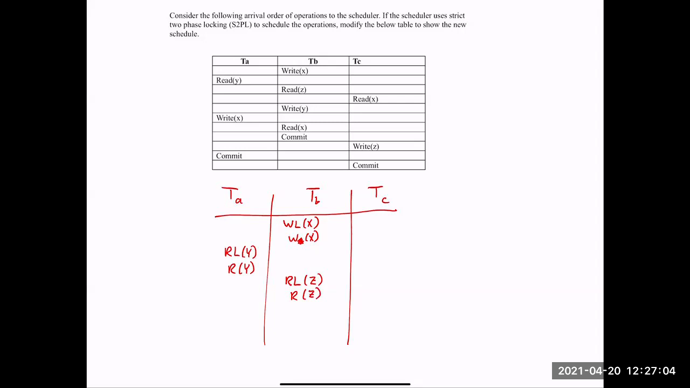And then TC needs a read lock because it wants to read X. Any problems here? Acquiring this read lock, is this possible? What do you think?